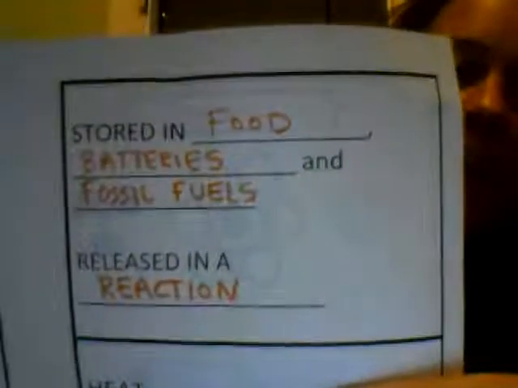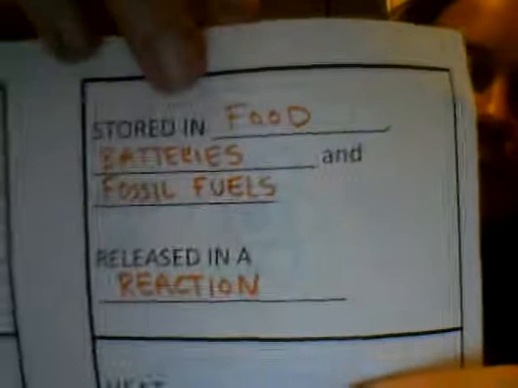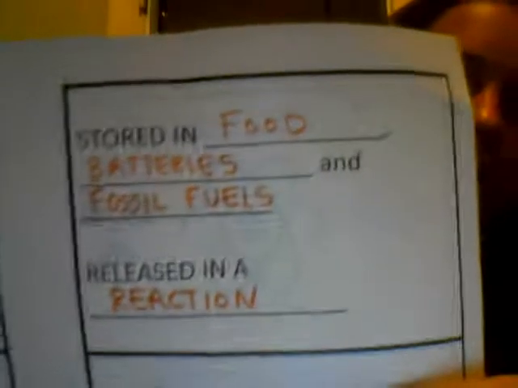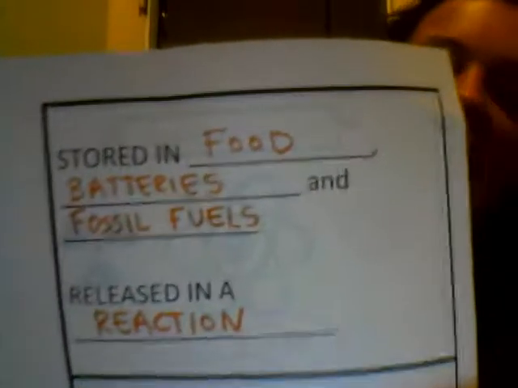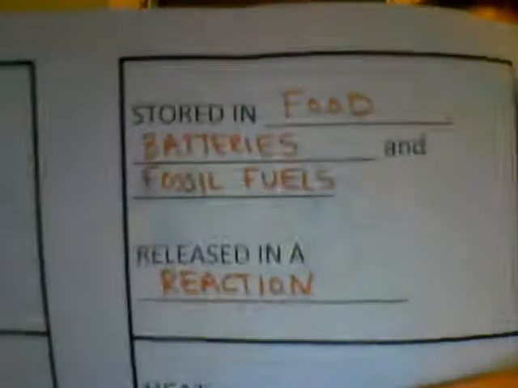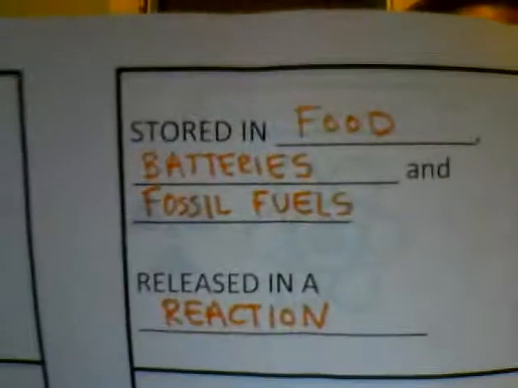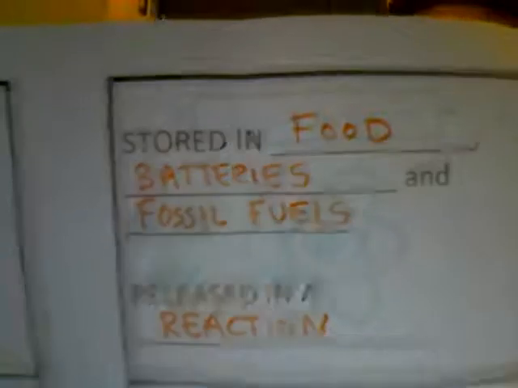So for our chemical energy, you're going to turn that over, and you're going to write the 3 main places we find chemical energy. It's stored in food, batteries, and fossil fuels. And this energy gets released in a chemical reaction, just like we were talking about in Unit 1. Notice that both of those were potential or stored energies.